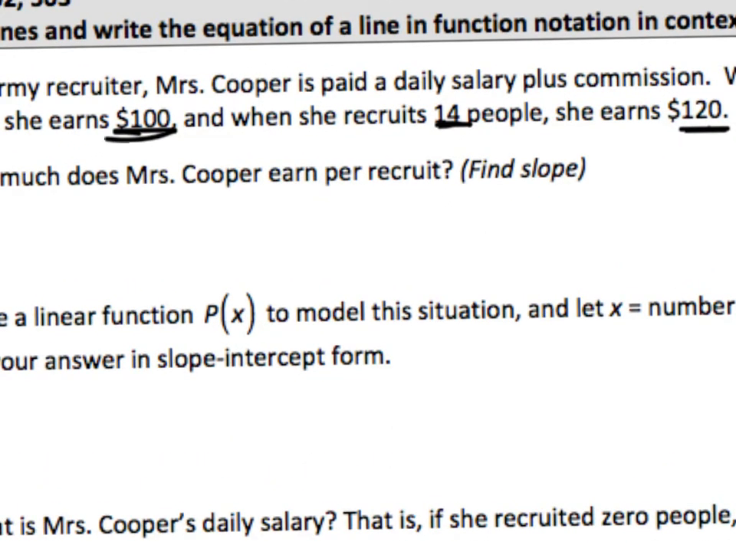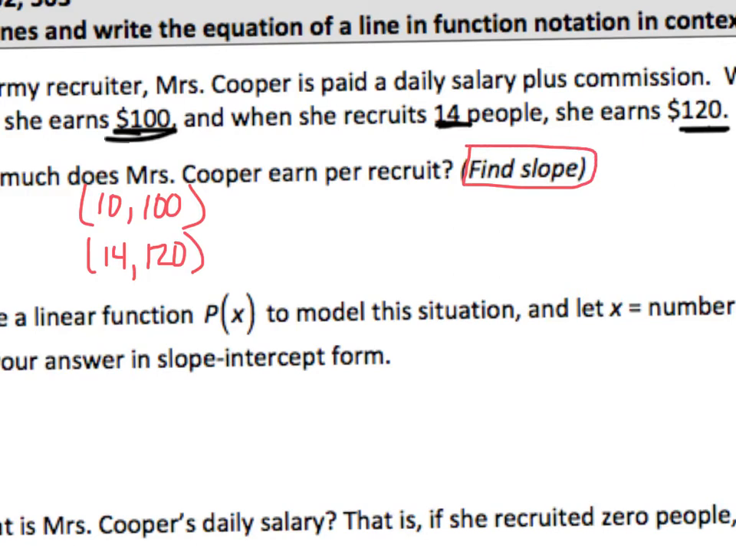So we're going to create 2 points with this data. So 10 people, $100. 14 people, $120. And now we're going to find the slope. Okay, so I'm going to ask you to pause this, then play it to determine your slope. So go ahead and pause it, find your slope, and then press play to check your answer. I'm serious. Pause it.